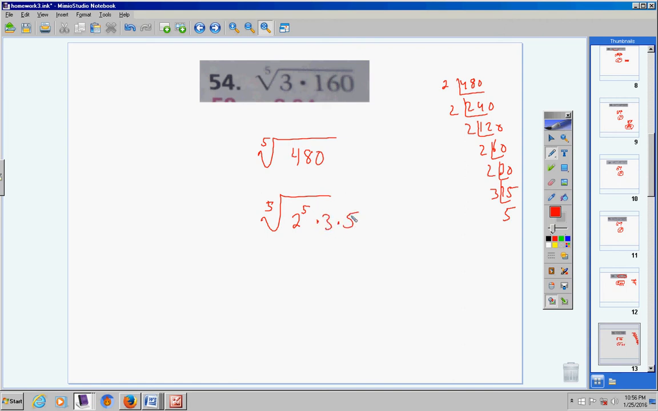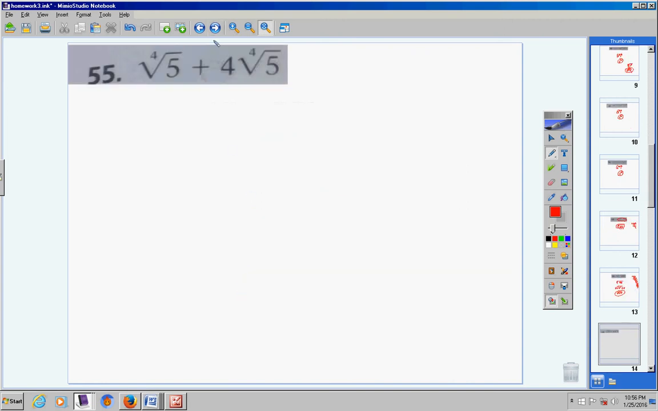So I'm looking for numbers that come in sets of 5. And I see one right here. I have 5 2's. So cross off one set, put 1 2 on the outside. Your final answer is 2 fifth root of what? 15. Hope that makes sense, guys. Moving on. 55. Okay. We're going to add 2 radicals now.